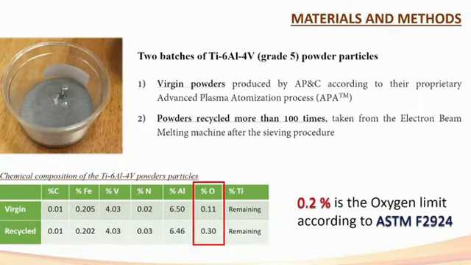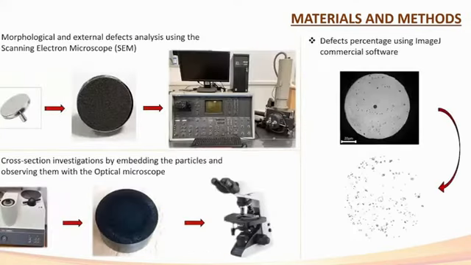So more in detail, in this work, we analyzed 2 batches of titanium powder particles. The first batch is a virgin powder, which is plasma atomized. And the second batch is a powder which is recycled more than 100 times. Here below, there is the chemical composition of the 2 batches of powder. And here, as can be seen, the percentage of oxygen is increased up to the limit according to ASTM.